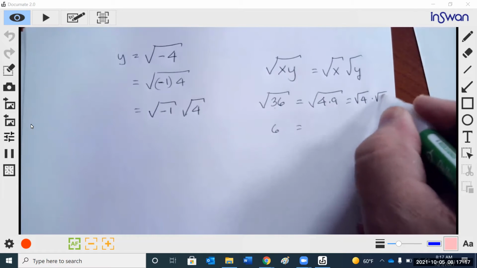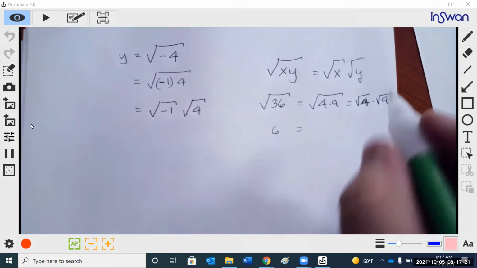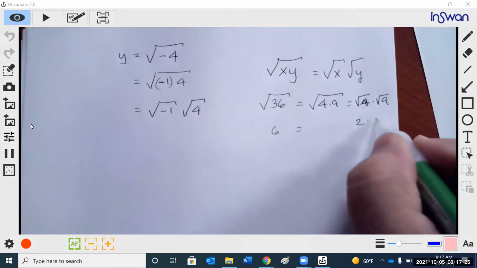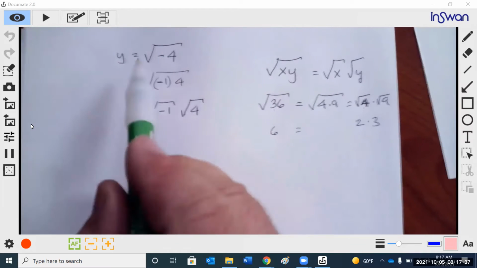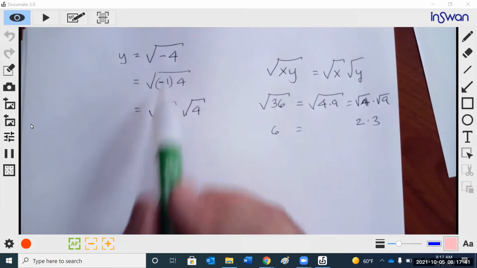The square root of 4 times the square root of 9. What is the square root of 4? Times the square root of 9 is 2 times 3, which is 6. So that's what the property tells us: whenever you have a product inside a radical, you can split them up, which is what we did here.